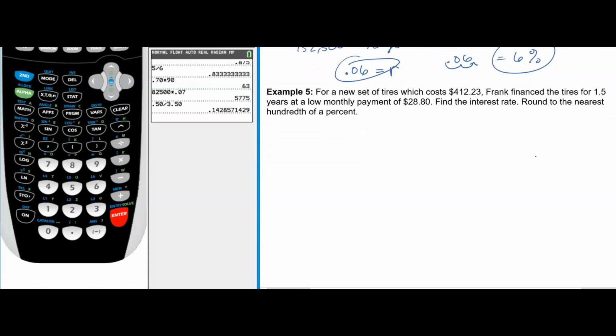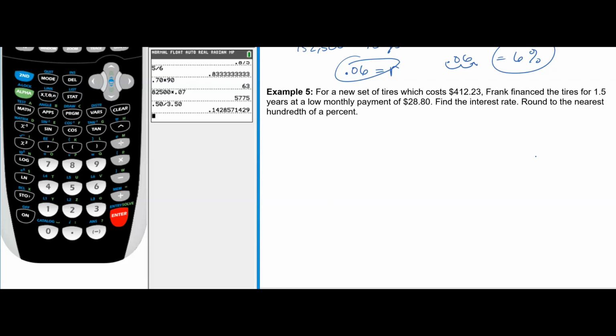All right, so last but not least, we've got one more example here, example 5. For a new set of tires, which cost $412.23, Frank financed the tires for 1.5 years at a low monthly payment of $28.80. By the way, they always say it's a low monthly payment, so you've got to watch out for that. Find the interest rate, rounded to the nearest hundredth of a percent.